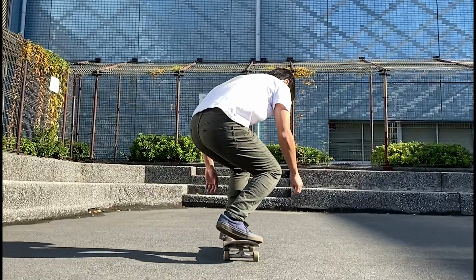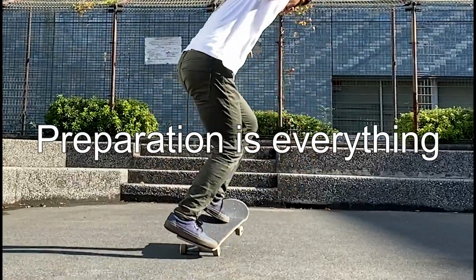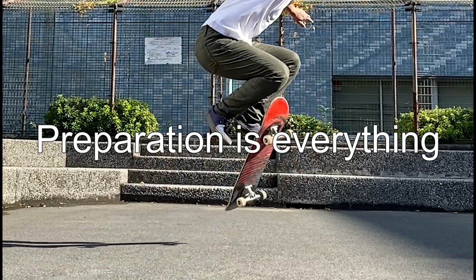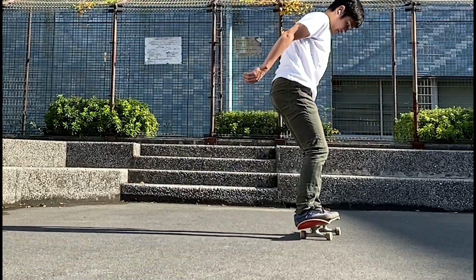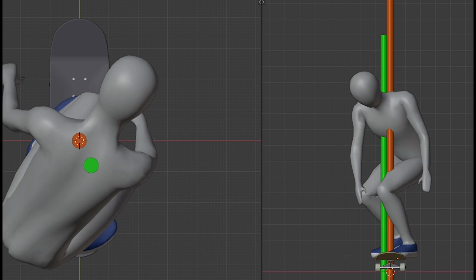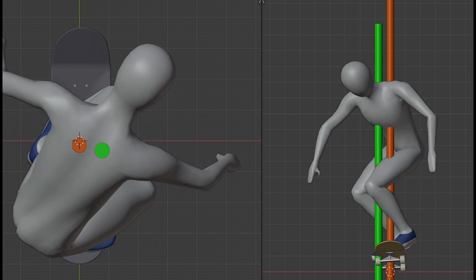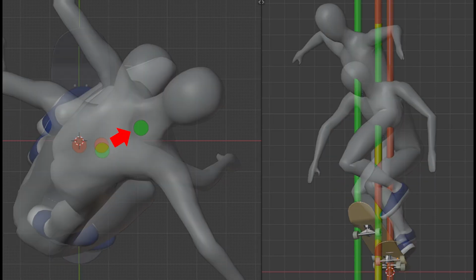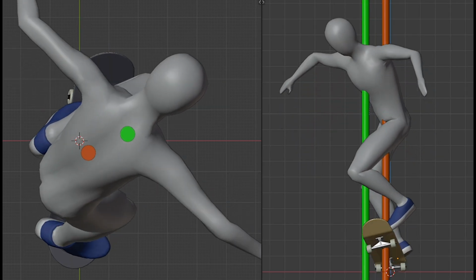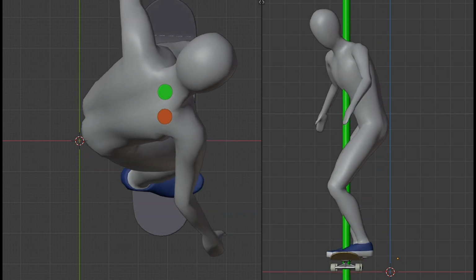Now, let's talk about how to land it. Preparation is everything in such a simple trick as a pop shove-it. This may vary depending on your preference, but try this. Try to shift your weight diagonally forward before popping. This will allow your body to be floating over the place where your board will be after popping.